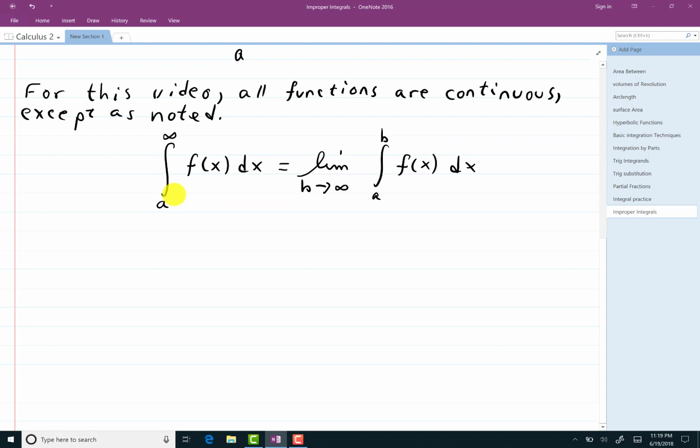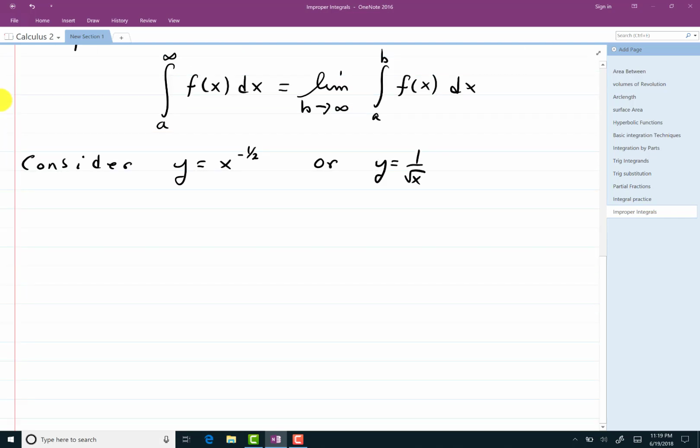So let's do some examples, or let me first consider a function, then we'll do some examples. Consider y equals x to the negative 1/2, or if you prefer, y equals 1 over radical x. Now if you graph that, here's the basic shape. It's only defined when x is positive, and it tends to the x-axis as x goes to infinity, and it goes off to positive infinity the closer that x gets to the y-axis.